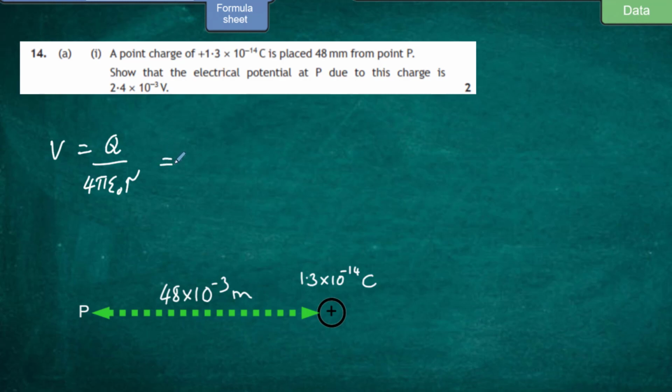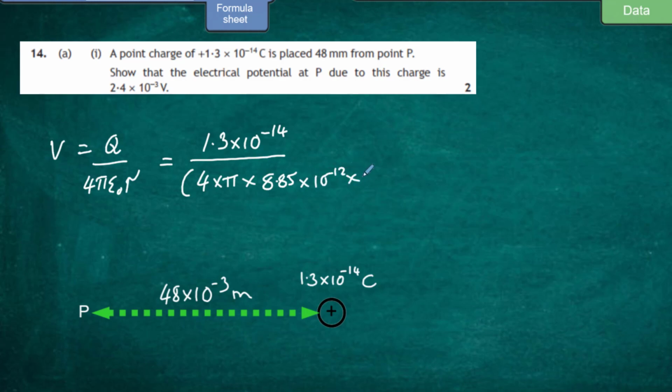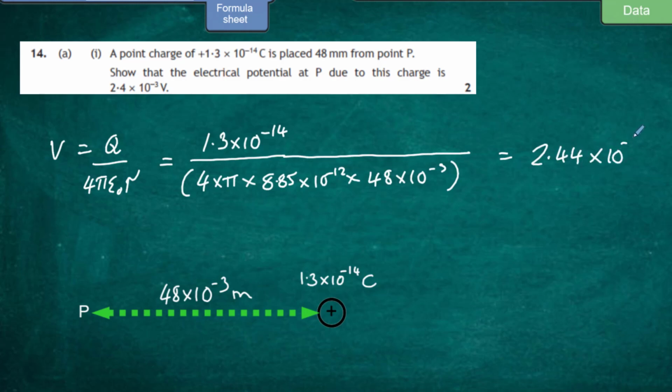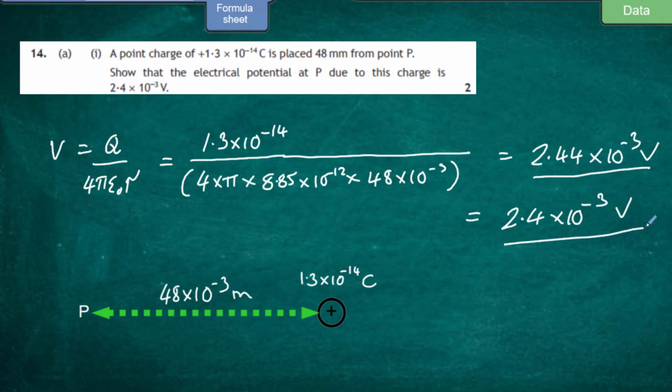It's quite simple then. We have V equals 1.3 times 10 to minus 14 divided by, in a bracket, 4 times pi times 8.85 times 10 to minus 12, multiplied by R, which is 48 times 10 to minus 3 of a meter. Remember, we put that into meters rather than millimeters. If you do that successfully in your calculator, you'll get 2.44 times 10 to the minus 3, and remember it's a potential, so it's got to be measured in volts. You can put it to two significant figures, and our final answer is 2.4 times 10 to minus 3 volts.